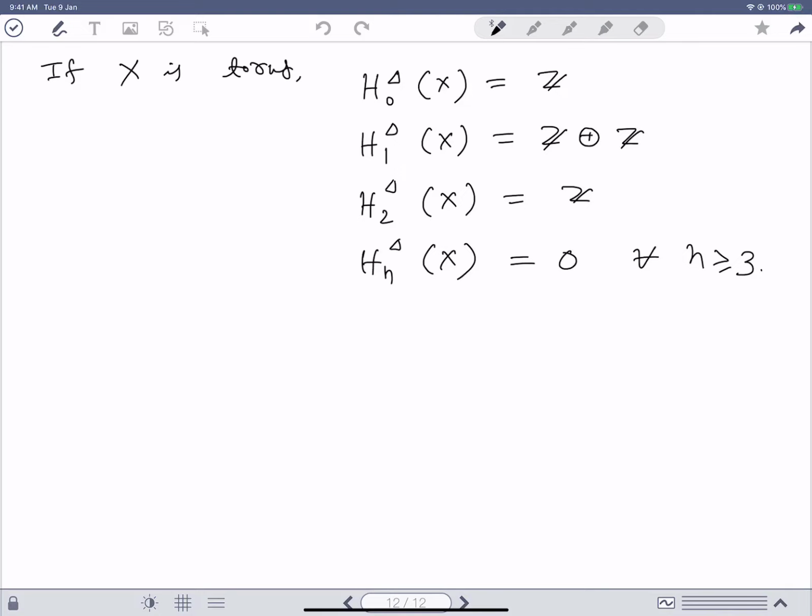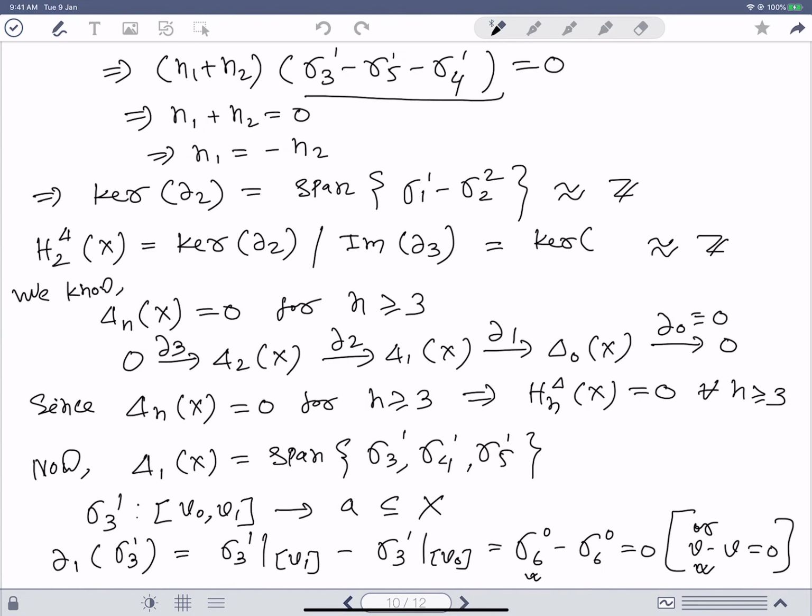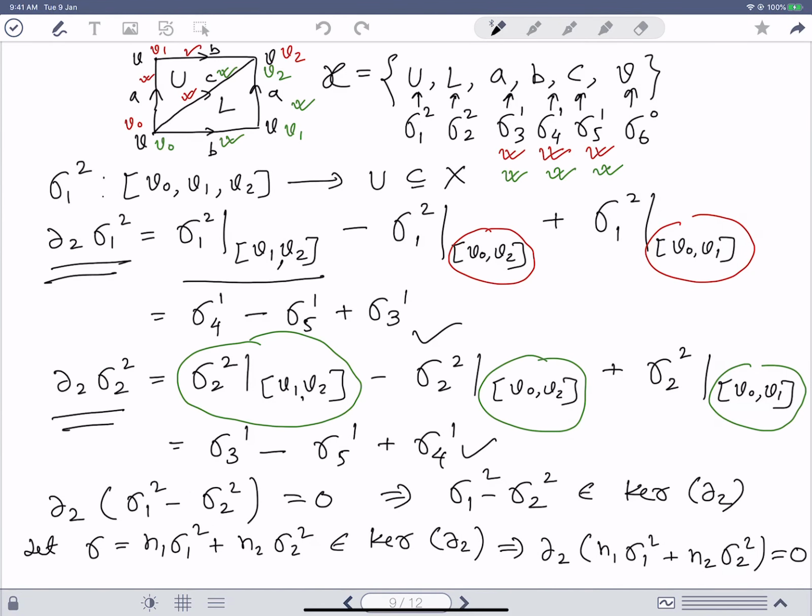Okay, so this way, if you have a topological space which has a delta complex structure, you can compute the simplicial homology. But in dimension 2, you can compute this homology group directly via this U, L, A, B, C and V. But this will not work in the higher dimension, because you do not know the geometrical orientation, right? Since you know the geometric orientation in dimension 2 and in dimension 1, you can compute this simplicial homology in a simpler way.